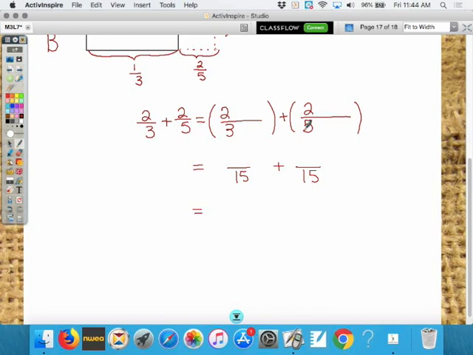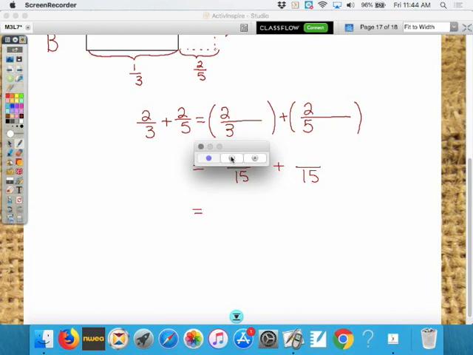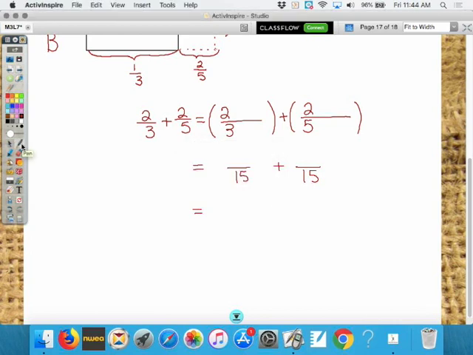Okay, did you get to this point? Okay, so here's what I think. 3 times something equals 15. 5. Okay? So I'll multiply the numerator and the denominator by 5. So what's 2 times 5, Katie? 10. Thanks. 5 times something equals 15? 3. And what equals 6?